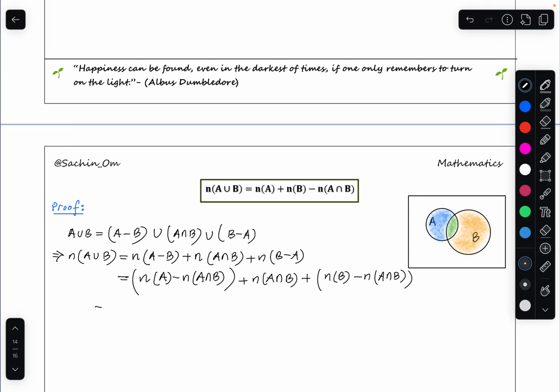Now it's just simplification, which gives me the number of elements in A union B is equal to the number of elements in A plus the number of elements in B minus the number of elements in A intersection B, which is also the result we were looking for.